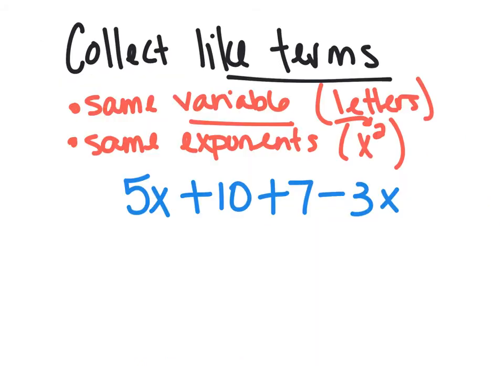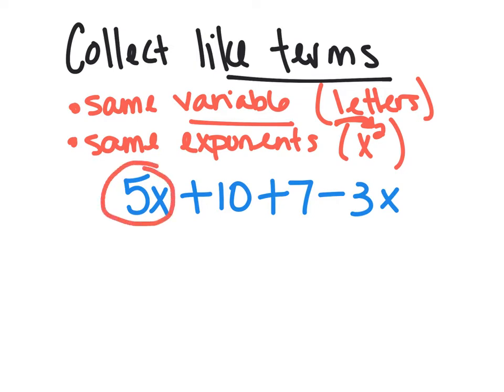All right, so let's take a look. Sometimes we collect like terms. And like terms mean that they have the same variable, which are the same letters, with the same exponents. For example, this number 2 here, that's an exponent. So first of all, we have to identify the terms that are alike. It has nothing to do with the signs. It has everything to do with the variables. So let's identify our like terms here.